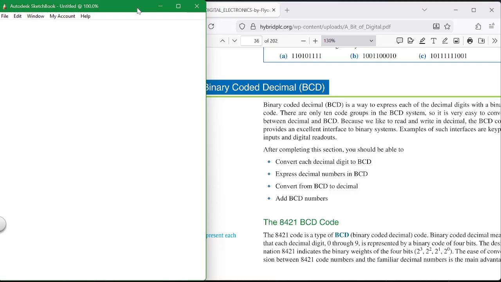So BCD is not binary. BCD can convert to binary, but what you have to do is convert from BCD to decimal and then to binary. All right? That's how you do it. BCD and binary are not the same, and it's very rarely used. Why is it very rarely used? Because we got away from single-digit displays. You don't see them hardly at all anymore.